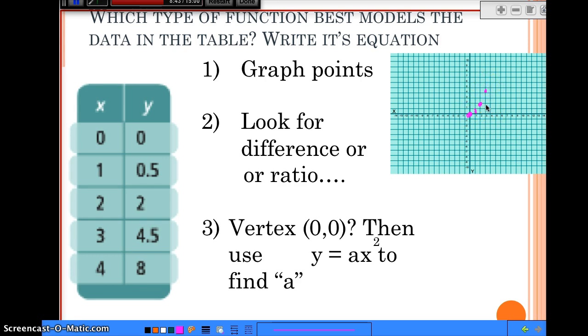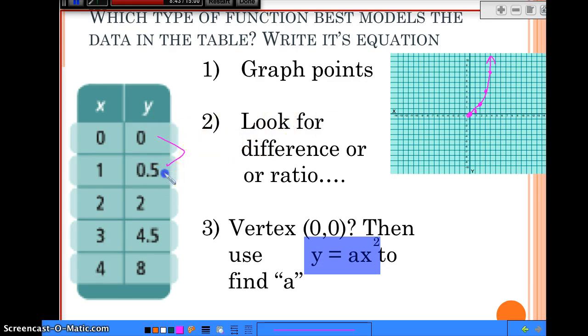Wow, it looks like it's progressively going up fast. 1, 2, 3, 4, and then 1, 2, 3, 4, 5, 6, 7, 8. That looks exponential to me visually, which means it's going to be in the form of y is equal to a times b to the x. We know it's exponential also by looking at this.